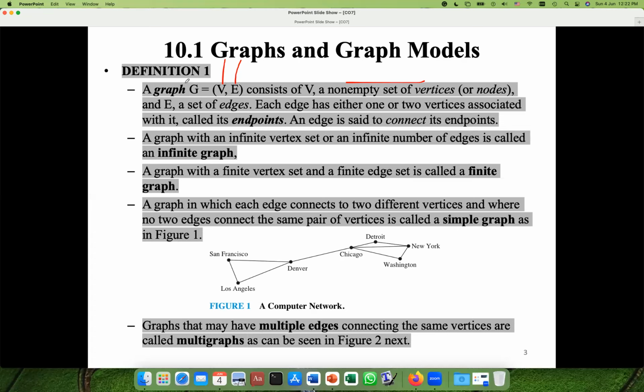Now this is the definition of the graph, that the graph would be G equals (V, E), that would consist of V, and this V would be a non-empty set of vertices or nodes. And it will contain E. E is what? E is a set of edges. If you have an edge in the graph, then that edge will have what it is saying: each edge has either one or two vertices associated with it.